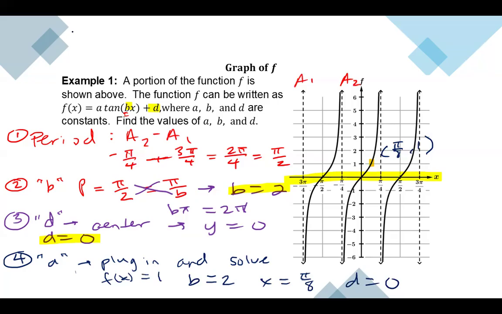So plugging it all in, we have 1 equals, we do not know our A, tan of our B, which is 2, our X, which is pi over 8, plus 0. Was it necessary to do the plus 0? No, but I wanted you to see that I plugged in for every single variable. And now our job is to get A by itself, but we need to simplify this first. What is 2 times pi over 8? Pi over 4. And what is the tangent of pi over 4?